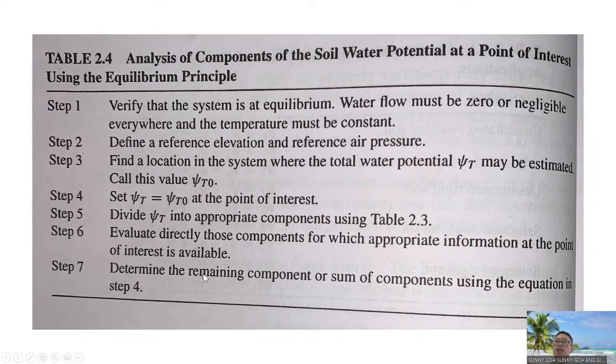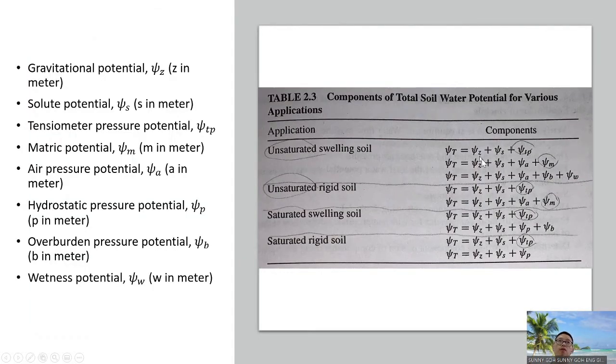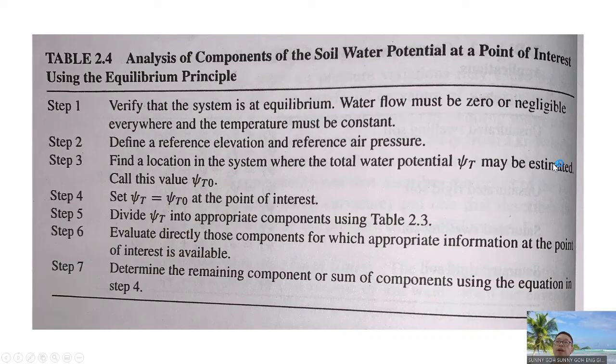Okay, step 7, determine the remaining component or sum of components using the equation in step 4. Okay, so we have to determine one by one of those potentials at the point of interest. And after that is done, we can compare that with another point of interest. So we might need to compare 2 points. So for the first point, we must determine all the potentials for each component, and for point 2, we must also determine the potential for each component at point 2. Okay.